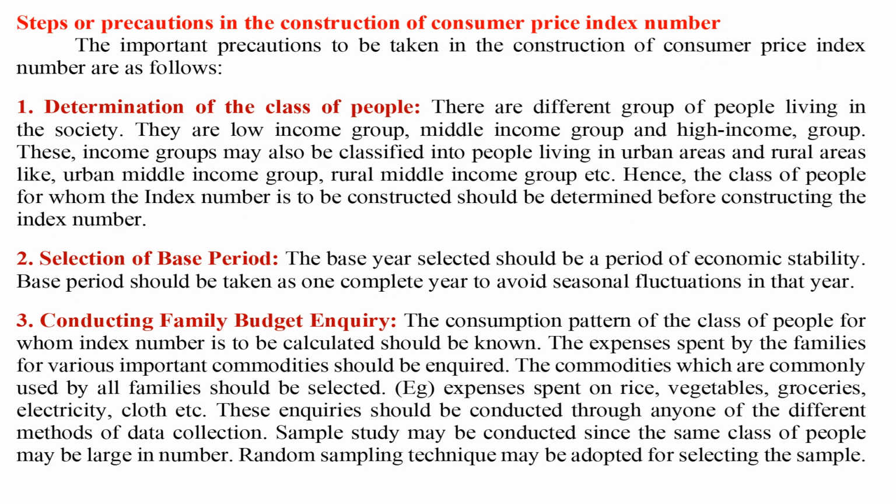Steps or precautions in the construction of consumer price index number. The important precautions to be taken in the construction of consumer price index number are as follows. 1. Determination of the class of people. There are different group of people living in the society. They are low income group, middle income group, and high income group. These income groups may also be classified into people living in urban areas and rural areas like urban middle income group, rural middle income group, etc.